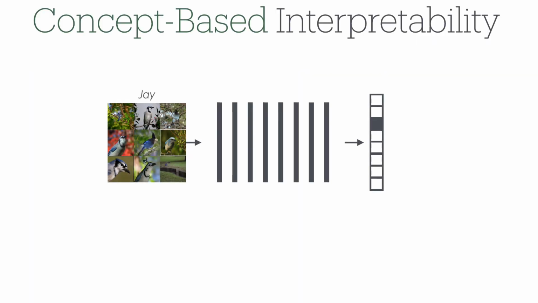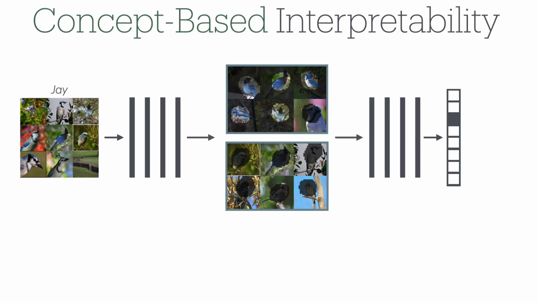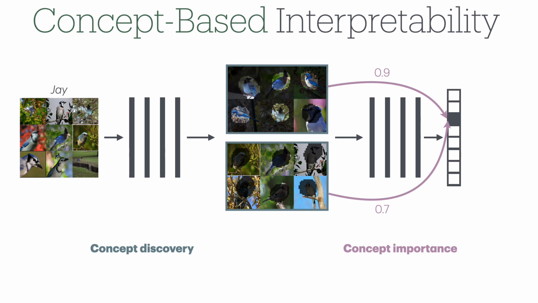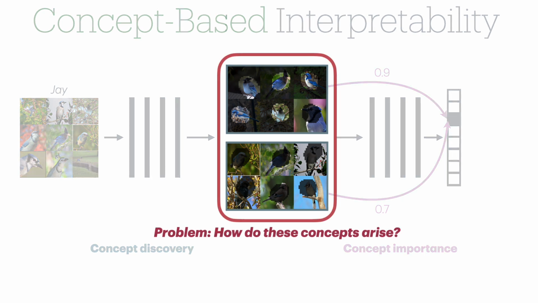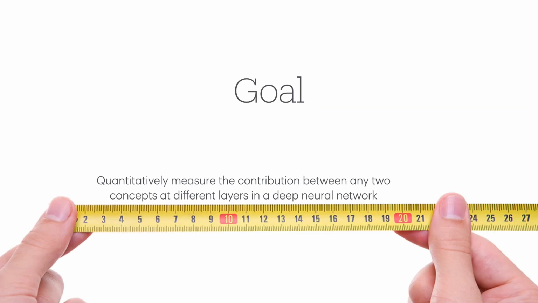Concept-based interpretability aims to uncover human interpretable concepts in the intermediate representations of a model. These approaches first discover concepts and then quantify their importance to the model output. However, none of these approaches tackle the question of how these concepts arise in the model in the first place. To this end, the goal of this paper is to design a methodology that quantitatively measures the contribution between any two concepts at different layers of a deep network.